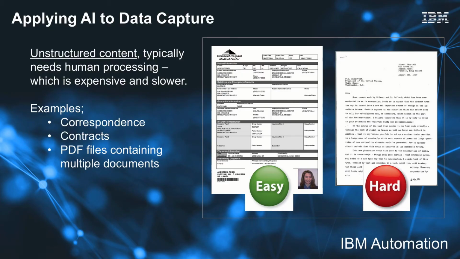When it comes to data capture, the more structured the content is, with tables on the left, the easier it will be to process. With unstructured content, as on the right, with correspondence, contracts, and multiple different types of documents, AI, or artificial intelligence, is required to avoid expensive and manual human processing.